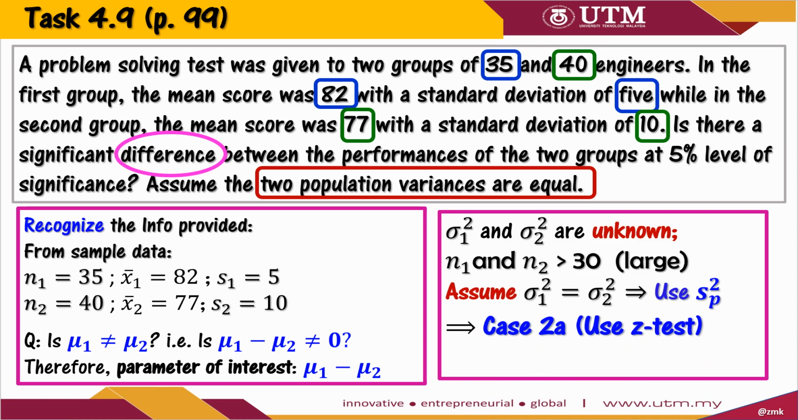Since we want to test if mu1 is different from mu2, or mu1 minus mu2 is different from 0, then we have a two-sided test which should be performed at the level of significance alpha equal to 0.05, which is illustrated further in the next slide.